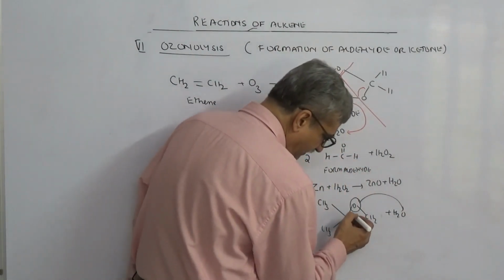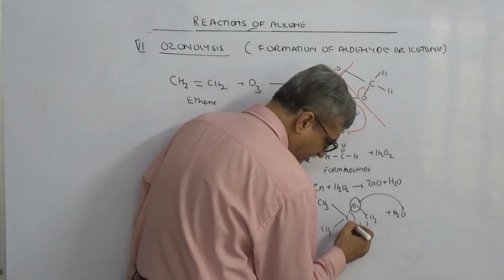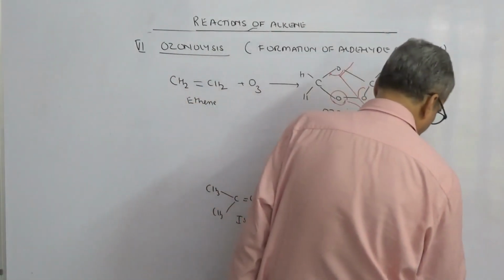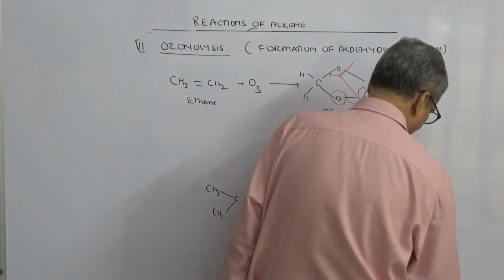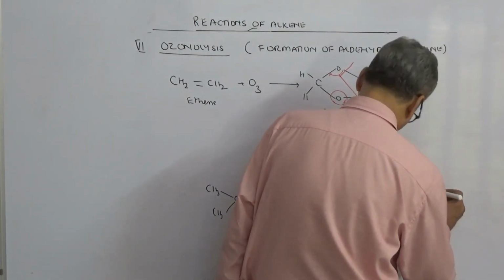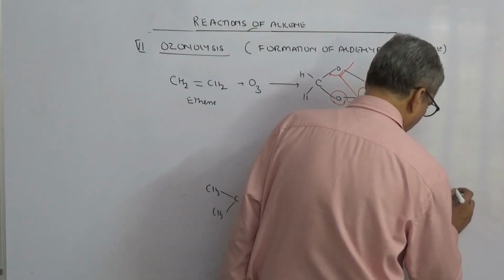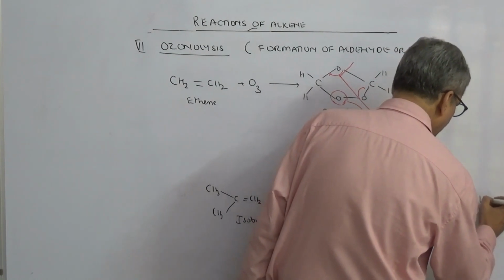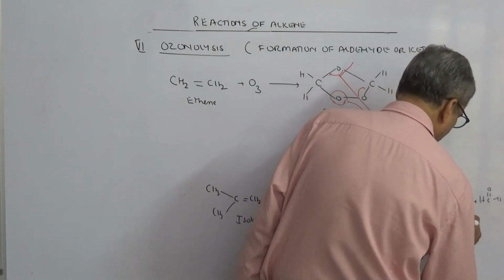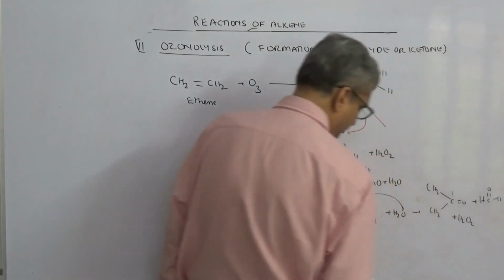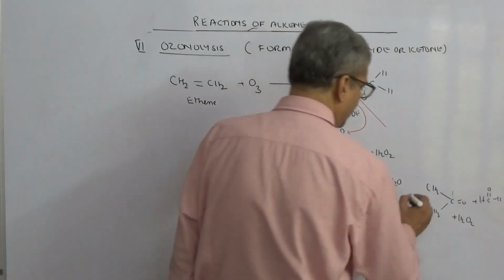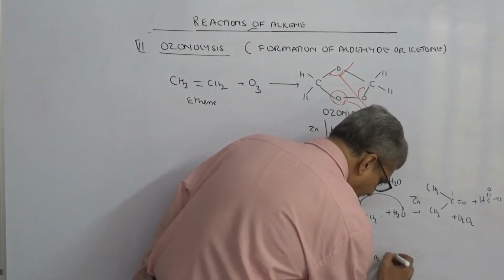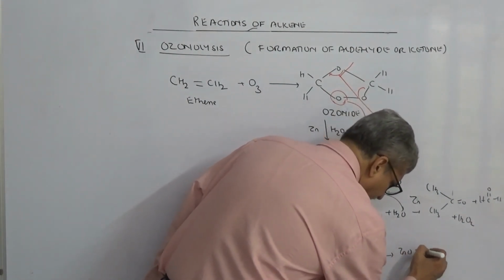So this bond will break, and this bond will break. So this becomes a double bond and this becomes a double bond. So what will you get? You get CH3 C=O CH3 plus HC=OH plus H2O2. So I told you, this reaction has to be done in presence of zinc. Why? Because zinc reacts further with the hydrogen peroxide, forming zinc oxide plus water.